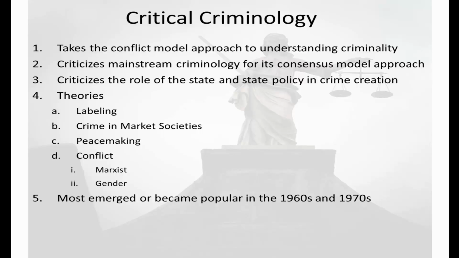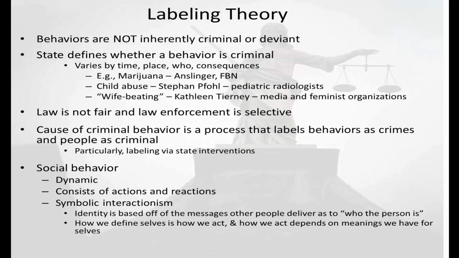In the 1970s, we also saw other civil rights movements. We saw the LGBT movement emerge in the 1970s, and the feminist movement emerged during this time. All three of these movements, the civil rights movement, the feminist movement, and the LGBT movement, demonstrated a lot of the flaws within the state. And so that leads to labeling theory.